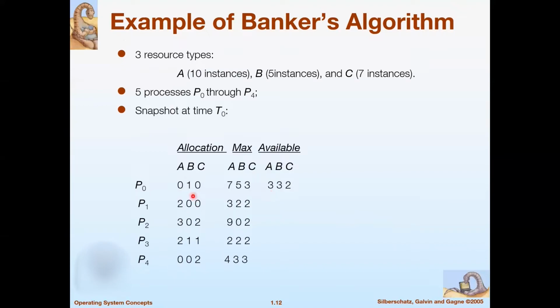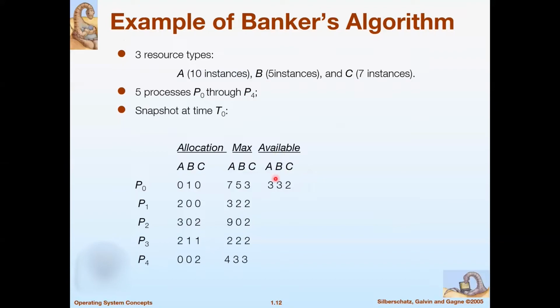Similarly for resource type B, a total of 2 instances are allocated and the maximum is 5 instances in the system. So the available for resource type B is 5 minus 2, that is 3 instances. And for C, 7 minus 5, that is 2 instances are available. So this becomes the available vector.